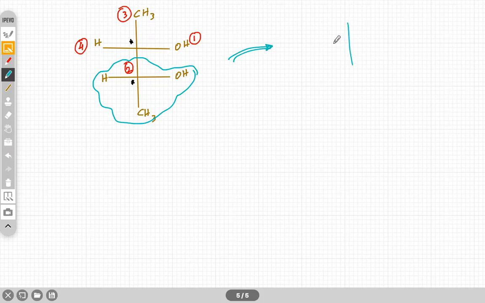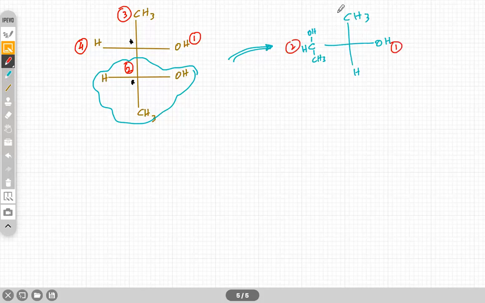So we have this OH here, CH3 here, and hydrogen we have here, and this is carbon with OH, CH3, and H. This is the second group, right? So now it is 1, 2, 3. So we'll go like this: 1, 2, 3, and 4. So 1, 2, 3 we have to go. So it is clockwise. This is R.